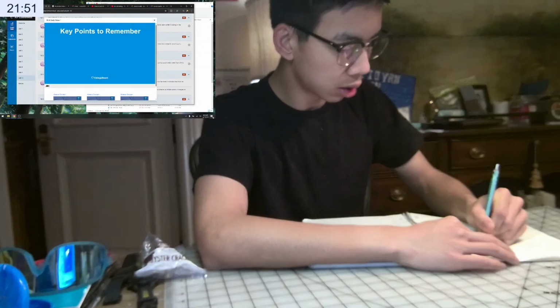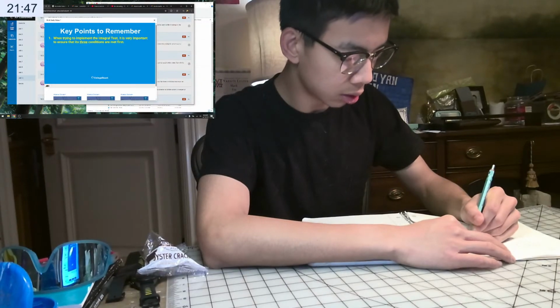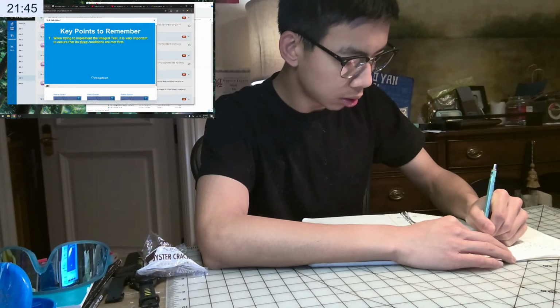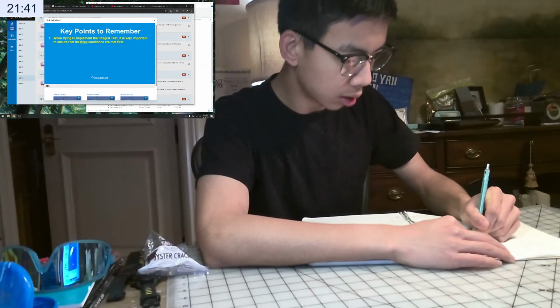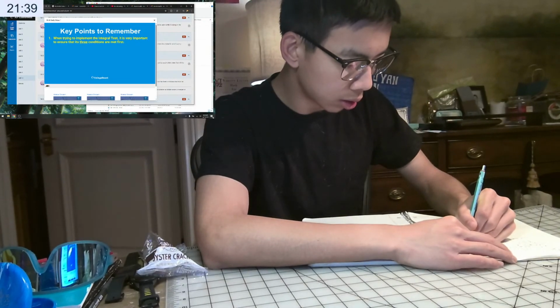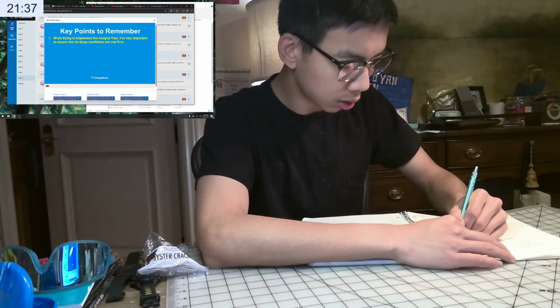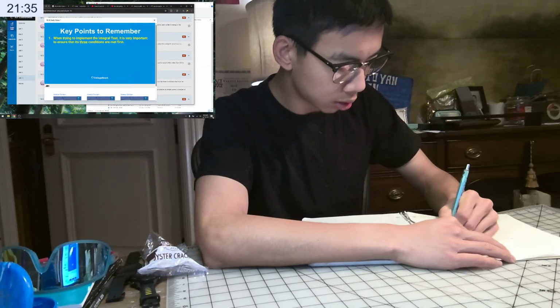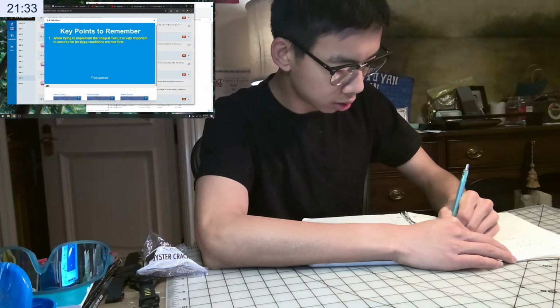So what are the key points to remember? Number one, when trying to implement the integral test, it's very important to ensure that all three of those conditions are met. There was an Advanced Placement Calculus BC exam just a few years ago where the students did have to state the three conditions.